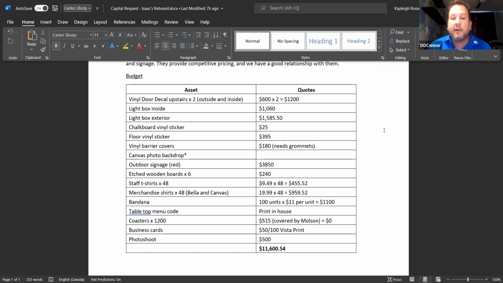We'll be purchasing these items through a promo company, which we have used for many years to order swag and other signage. They provide competitive pricing and we have a good relationship with them. So that's kind of what we're trying to do. The bottom line is we want to create a space that's more appealing to a larger demographic of students. Some people just aren't interested in coming if it's a bar, but we're so much more than a bar, and we want to make that prevalent to the students on campus.